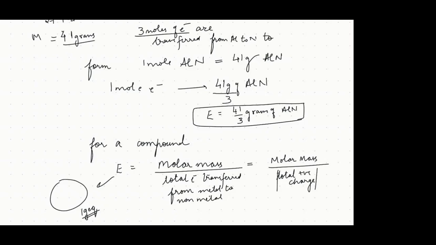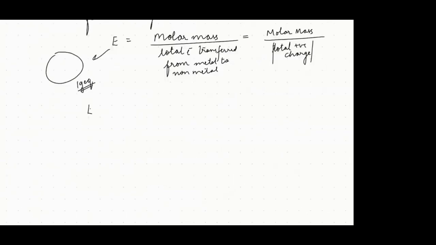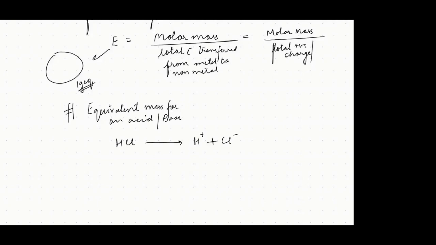Right. Next, what do we have here? Next, we have the equivalent mass for an acid or a base. What would that be? Now let's calculate. Suppose we are talking about an acid, HCl. I know that this acid is going to give me H plus and Cl minus. That's how HCl breaks down. HBr will break down into H plus and Br minus.